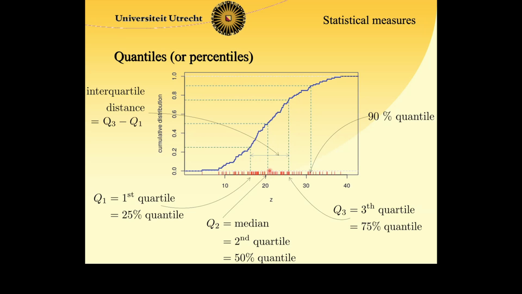Now a special type of quantile is the median, because that is the 50% quantile. 50% of the data are larger than the median and 50% are smaller, as you can see. And then there are also so-called quartiles. So the 25% quantile is the first quartile, the median is the second quartile, and the 75% quantile is the third quartile. And the range between the first and the third quartile is called the interquartile range. This is an alternative way to describe the width of the distribution.